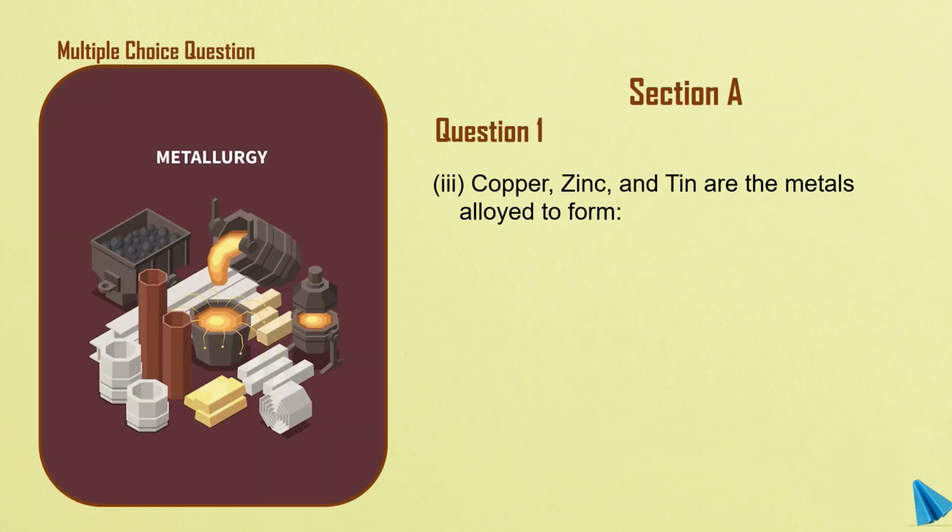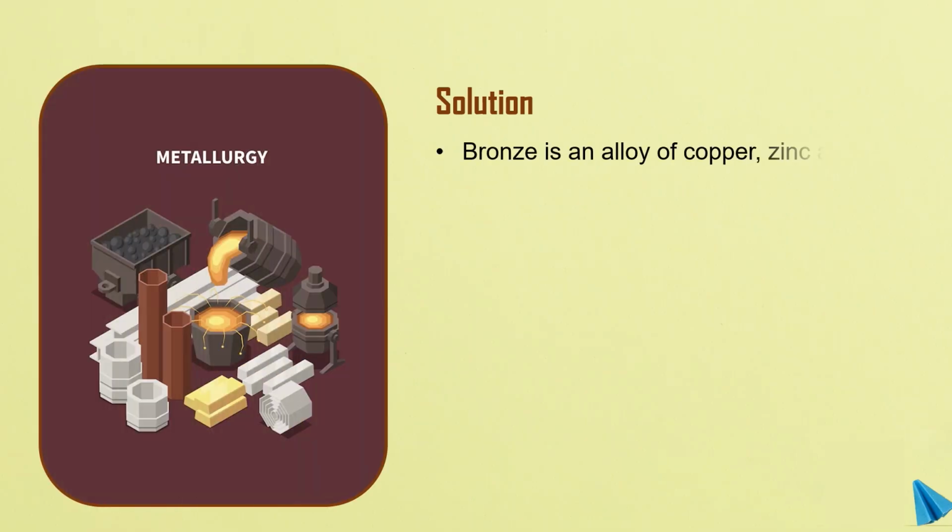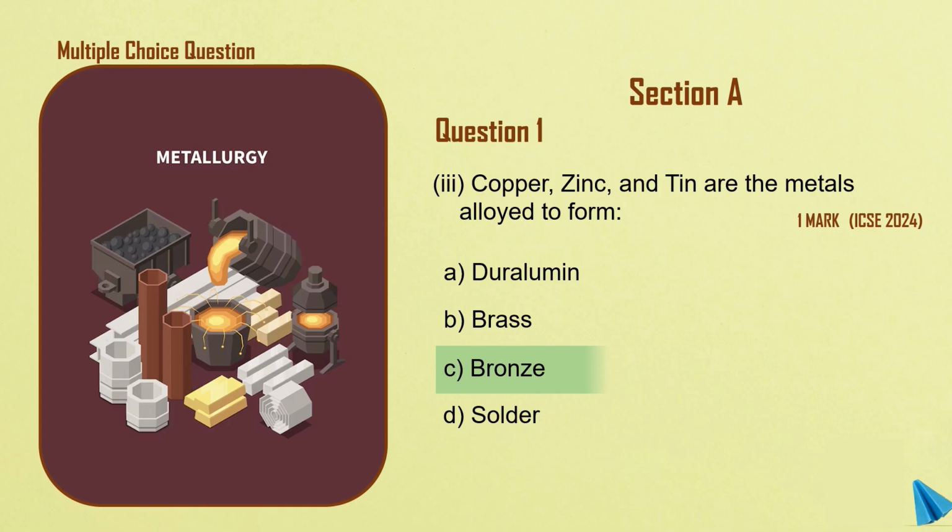Let us see the third question of section A now. Copper, zinc and tin are the metals alloyed to form. So the options are duralumin, brass, bronze or solder. So what is the solution? Bronze is an alloy of copper, zinc and tin. So bronze is the right answer, that is option C.